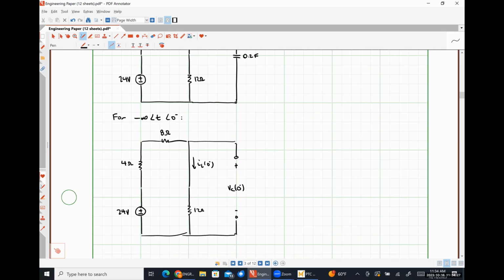What value should either of these quantities have? Right, so just 24 volts divided by 24 ohms is 1 amp. Seems reasonable to me.